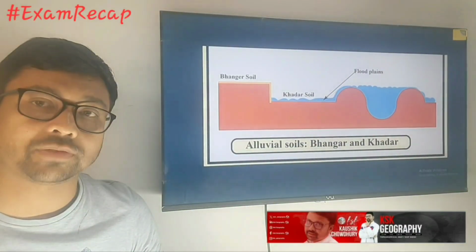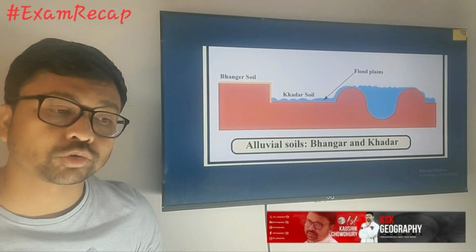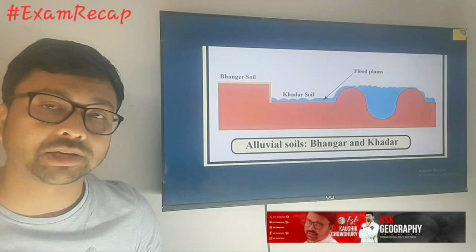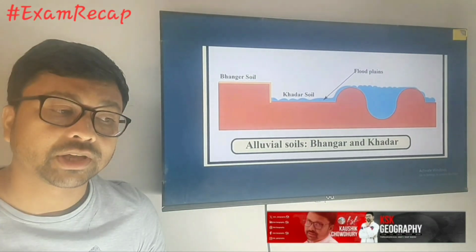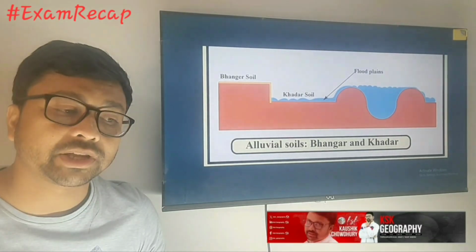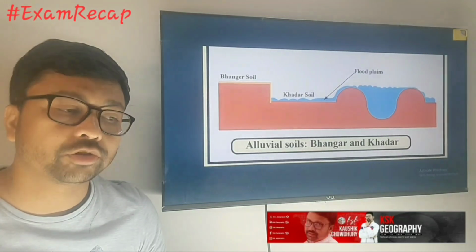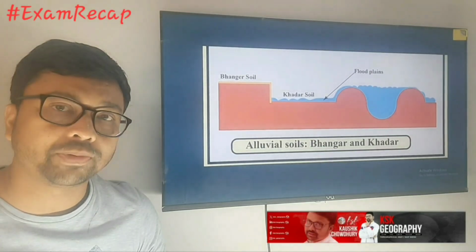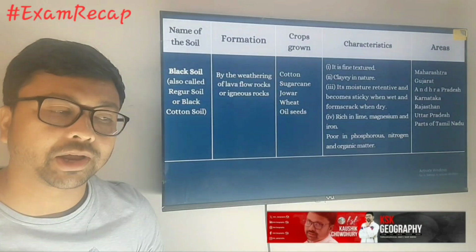Here you can see, as I said, alluvial soil is further divided into 2 types, bhangar and khadar. The soil close to the river bed is called khadar. This is more fertile. The soil formed a little away from the khadar is called bhangar. Khadar gets deposits every year due to floods, but bhangar gets sediments only when big floods occur, so it is not replenished by alluvium every year. So obviously khadar is more fertile than bhangar.